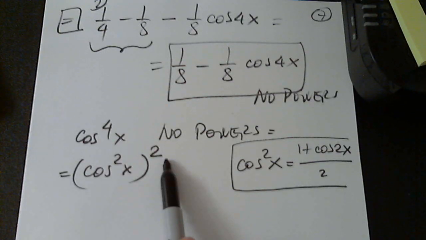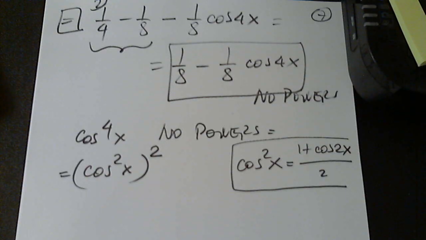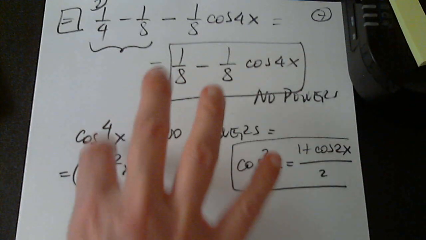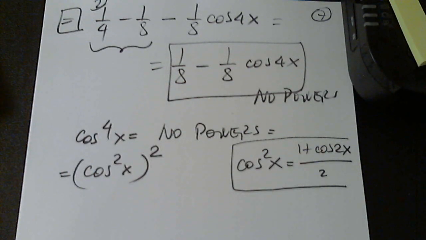Is cosine squared squared the same thing as cosine to the 4th? If it is, I can proceed. If it isn't, then I cannot continue. Is it the same? Are these the same? No. Why do you think no?